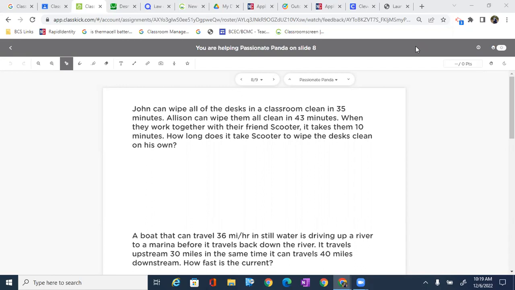John can wipe all the desks in a classroom clean in 35 minutes. Alice can wipe them all clean in 43 minutes. When they work together with their friend Scooter, it takes them 10 minutes. How long does it take for Scooter to wipe the desks on his own? All right, so this is going to be our shared work problem.